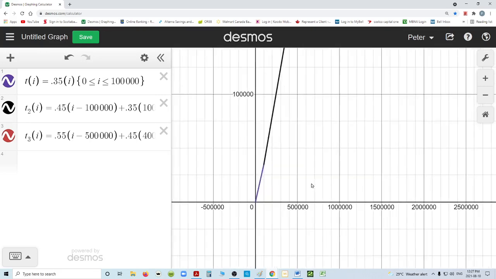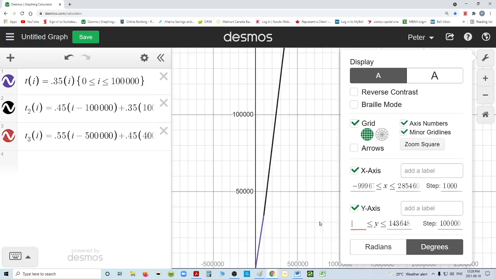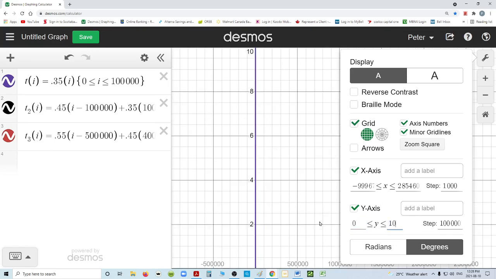Yeah, it didn't quite do it for me. So let's see if I can do steps of 5,000. Let's just do 0 to 100,000. See if it steps of 1,000. See if it does it that way.